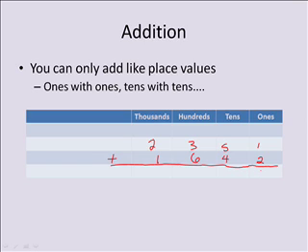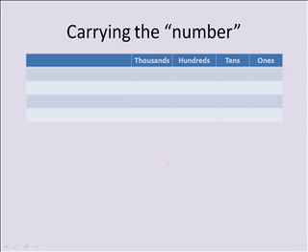If I have 1 one and 2 ones and I add those together, I'll have 3 ones. 5 plus 4 is 9. 3 plus 6 is 9. And 2 plus 1 is 3. So when I add those two numbers, what I end up with is 3,993. Well, that was a rigged up problem.